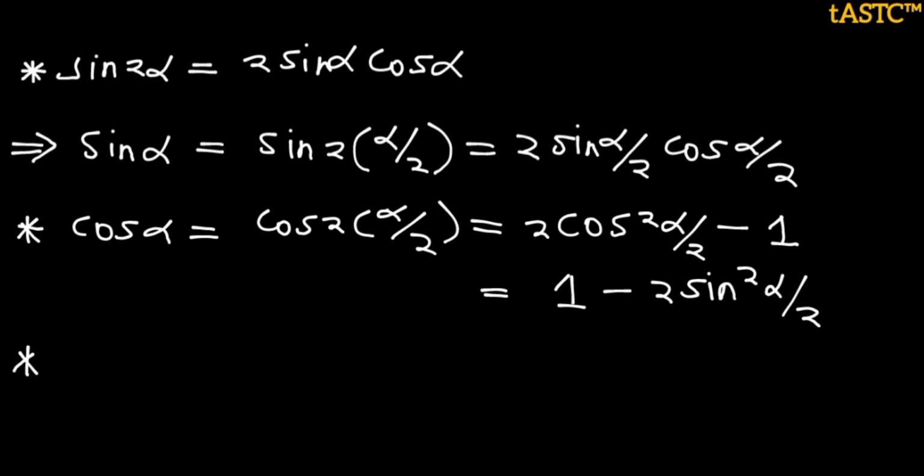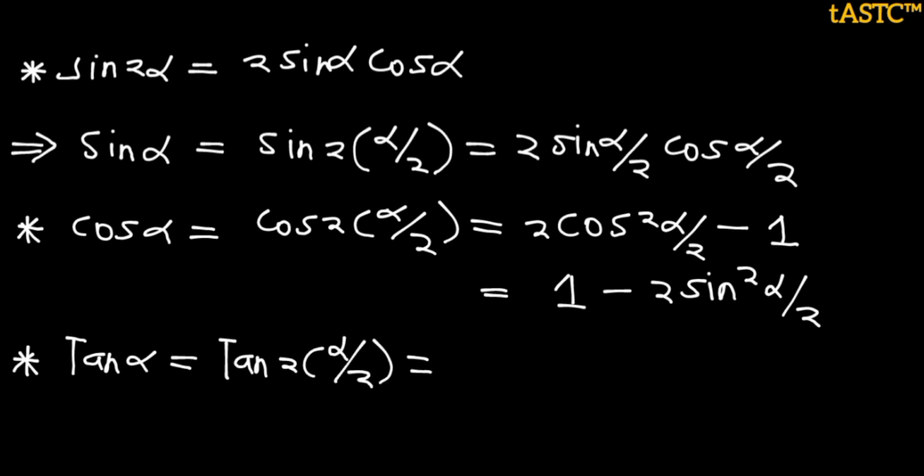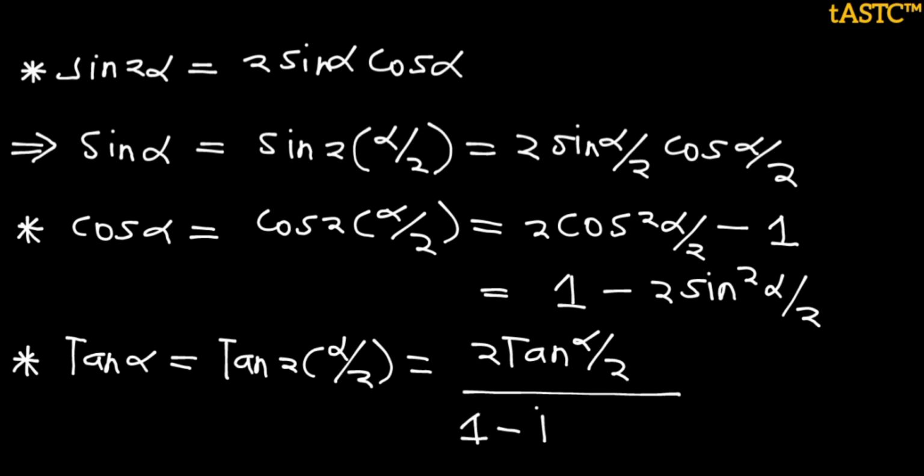And the other one is for the tangent. So we have tan alpha, and obviously that should be tan 2 multiplied by alpha divided by 2. So this is going to give us 2 tan alpha divided by 2, divided by 1 minus tan squared alpha divided by 2. That will be the answer.